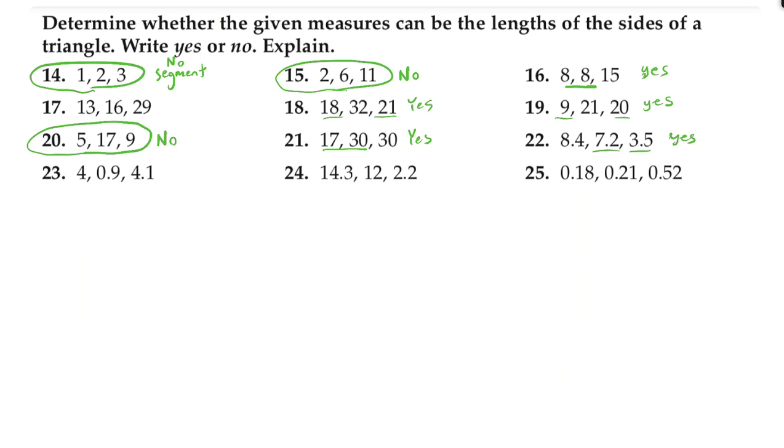Oh, over here, look at this. This one, 13 plus 16 is exactly 29. No, that's another one of those line segments which exactly meet, but there's not enough extra space to make a triangle. There's only just the connection to exactly form a segment.